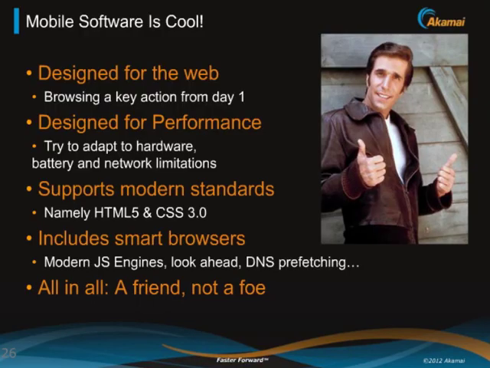So at a high level, mobile software is cool. It's good. It is newer than the desktop world or desktop browsers. Mobile browsers are designed for the web. They are designed for performance. The understanding that mobile browsing is going to be slow was there from the very early days. So they try to adapt to all sorts of limitations in hardware and network to provide better speed. They're generally more modern. Most of them have very good HTML5 support, CSS3 support, and they're just smart.